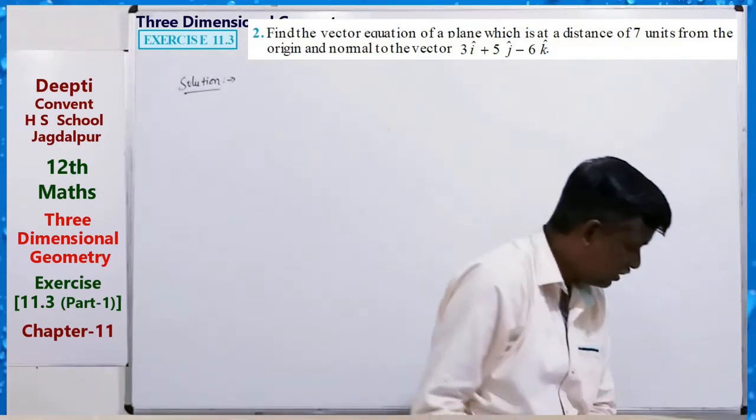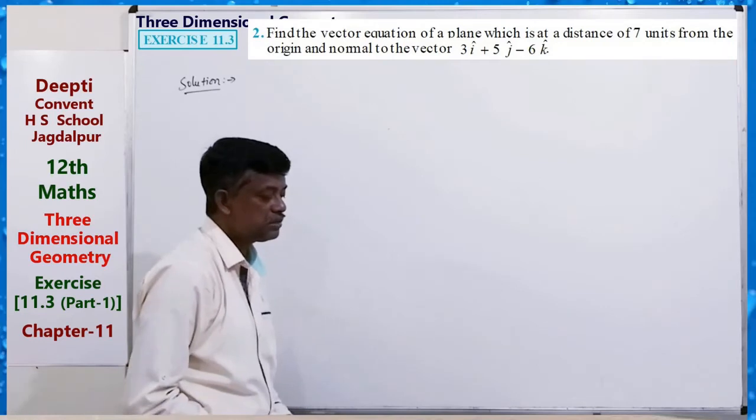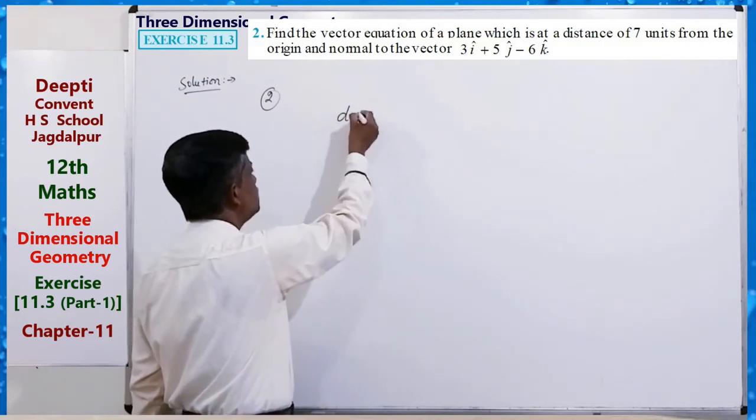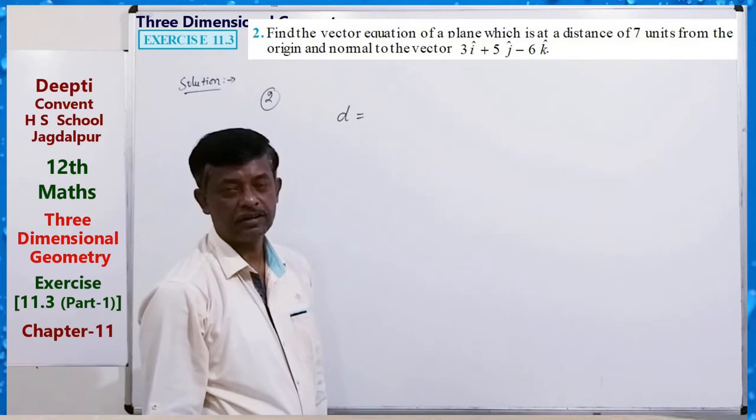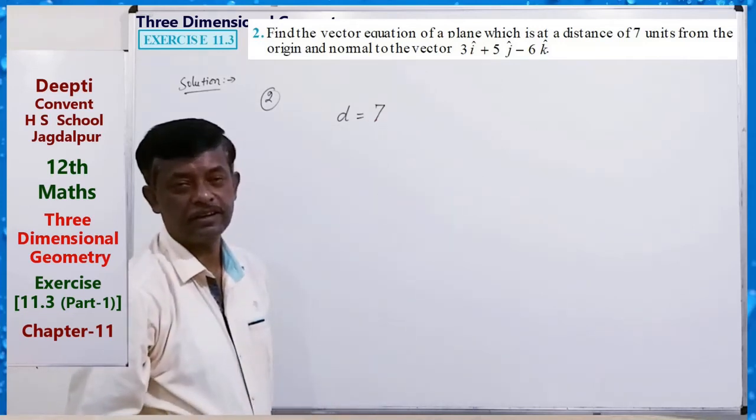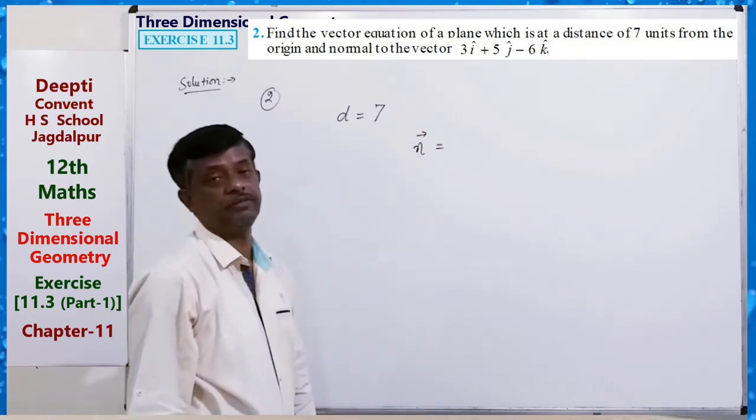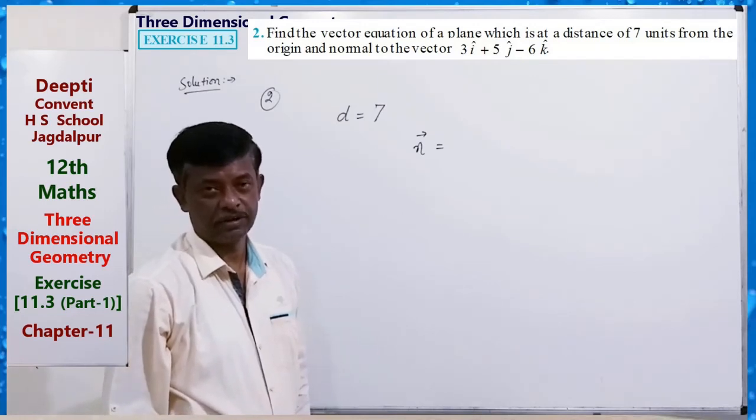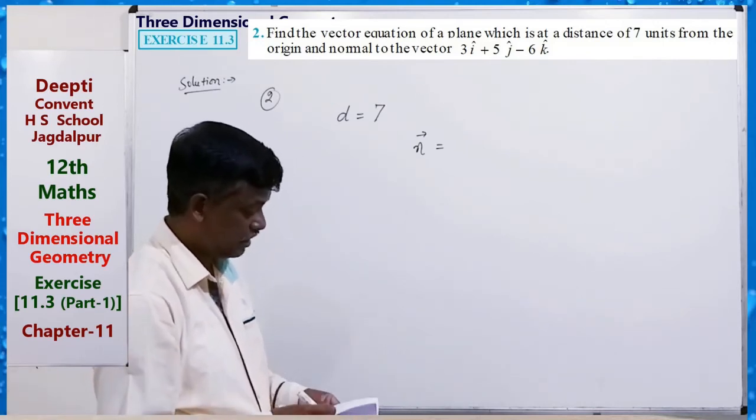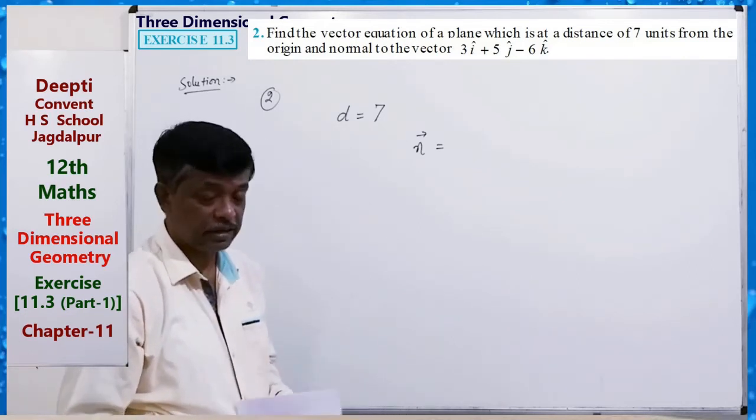Okay, vector equation of a plane which is at a distance of 7 units from the origin and normal to the vector 3, 5, minus 6. That is question 2. Here d is given as 7, but n cap is not given. Okay, vector n is given. So we have to write the vector equation.